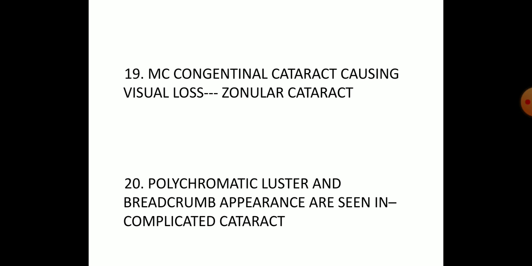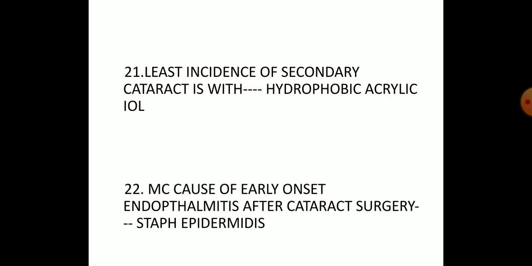Most common congenital cataract causing visual loss is zonular cataract. Polychromatic luster and breadcrumb appearance are seen in complicated cataract. Least incidence of secondary cataract is with hydrophobic acrylic IOL. The most common cause of early onset endophthalmitis after cataract surgery is Staph epidermidis.